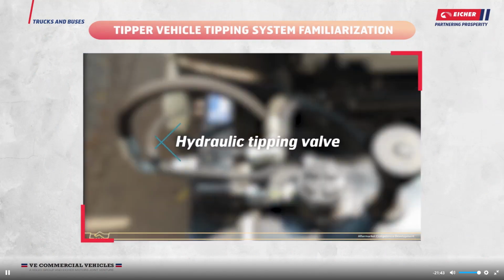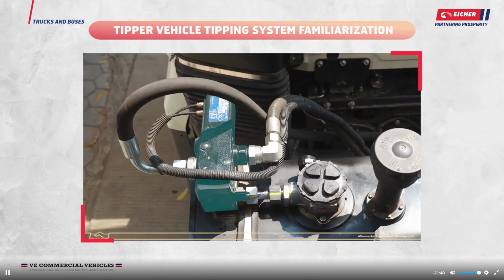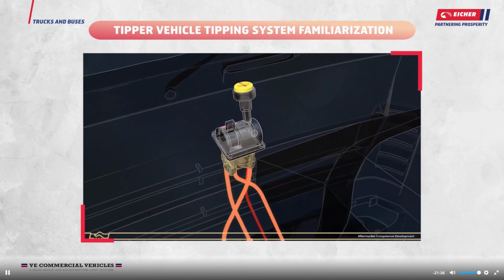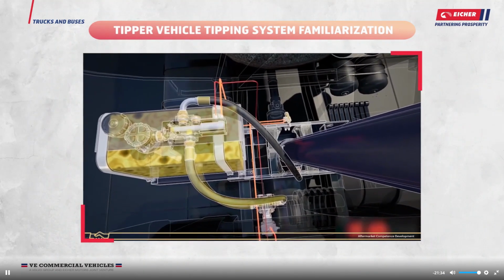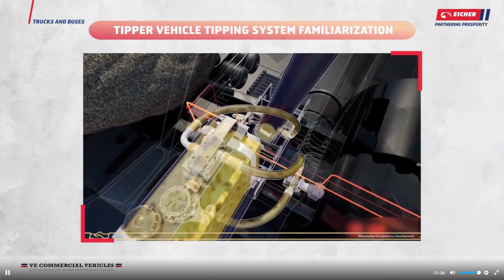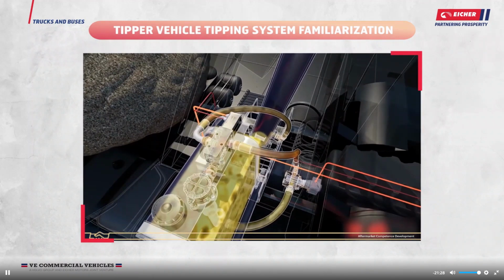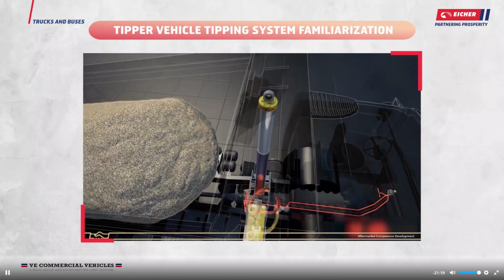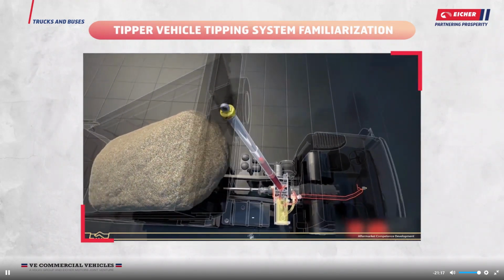Hydraulic tipping valve. This valve is used for operating the tipper system. It is controlled by pneumatic controls. It also has a built-in safety valve, responsible for controlling the maximum working pressure in the system. There is a non-return valve. Its function is to allow the oil to flow only in one direction. In this case, it will not allow the oil coming back from the tipping cylinder to reach the hydraulic pump.